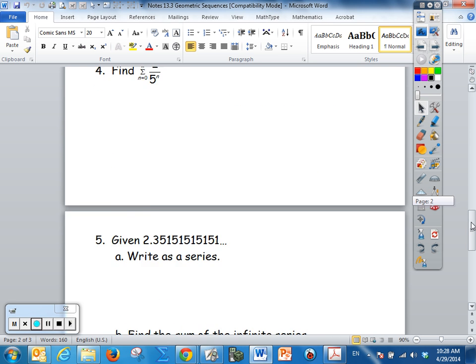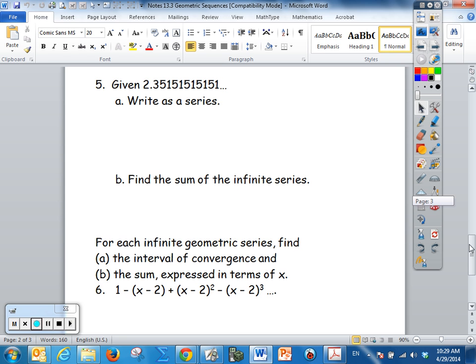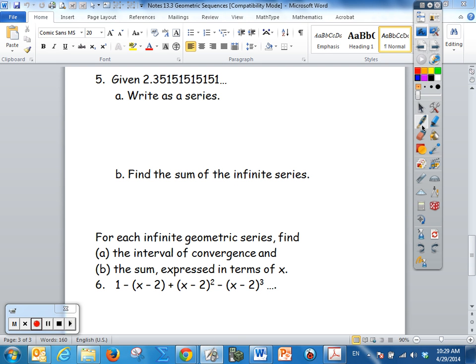Let's look at number 5. Now, for some reason, some students just think this is the easiest thing in the world, and some students seem to never get it. I don't really know what it is about it. So kind of stick with me, and let's make sure we're okay. What we're going to do is take a number with a repeating decimal attached, and write it as an infinite series.